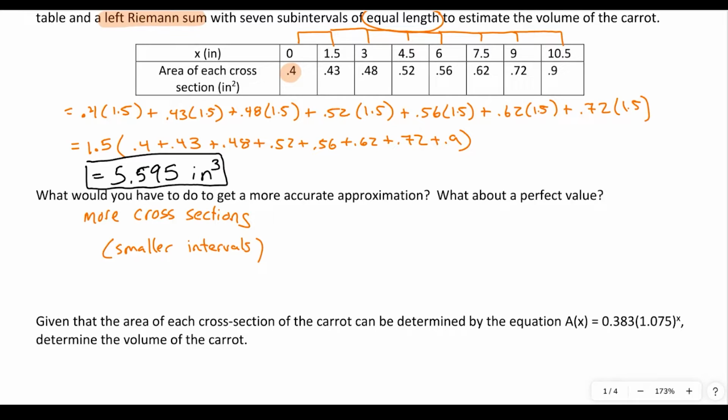Now, if we wanted to have the perfect value, in other words, the exact volume, what we would want is for these cross sections to be as narrow as possible. In other words, they would have an infinitesimally small interval length. Not quite 0, but a little bit more than 0. As small as you could possibly get. In other words, we'd want infinitely many cross sections where the interval length approaches 0.